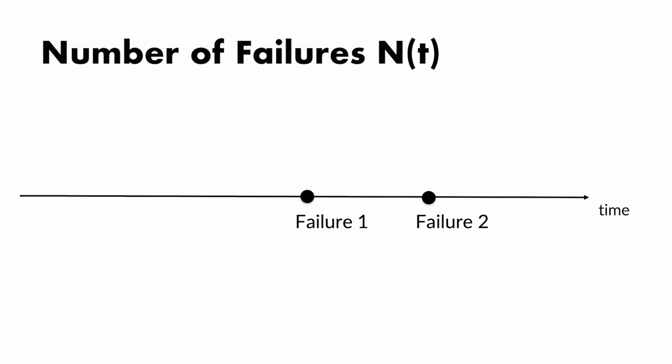The third random variable of interest is the cumulative number of failures. So at each moment, I need to know how many failures have happened until that moment. And that is accounted for with this variable.